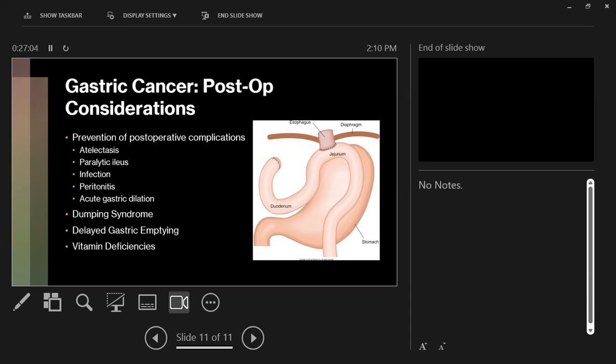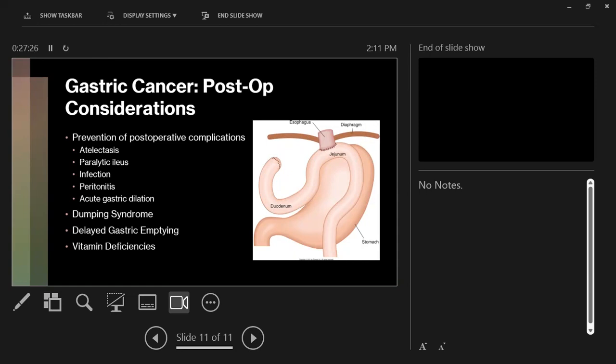Delayed gastric emptying can also occur. Usually this happens within the first week of surgery related to swelling around that incisional site or the connective site. And typically it will resolve within a week, but usually this is prevented with that NG tube placement.